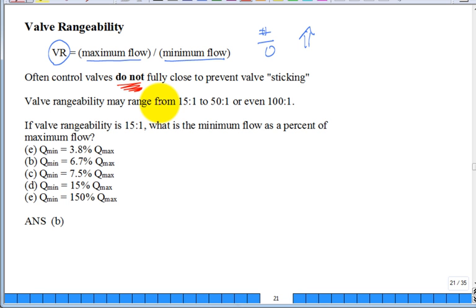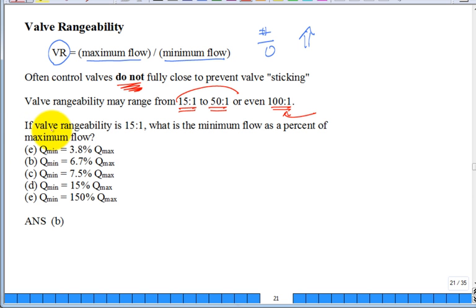So when you specify a control valve, often there's some rangeability specification. It can be 15 to 1, it can be 50 to 1, it can be 100 to 1. So the flow at the maximum would be 100 and then it goes down to 1. Or the maximum flow would be 15 and it goes down to 1. That's the range. 15 to 1 is much more common, but you can probably buy higher ones. It's a little more expensive for high valve rangeabilities.